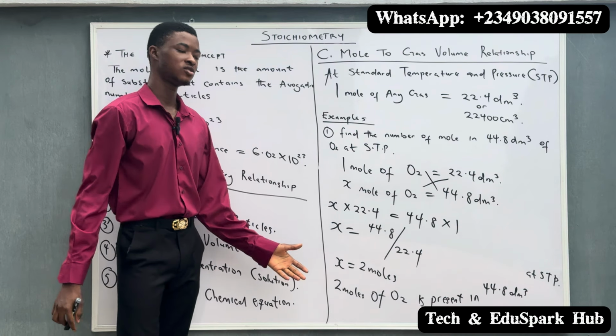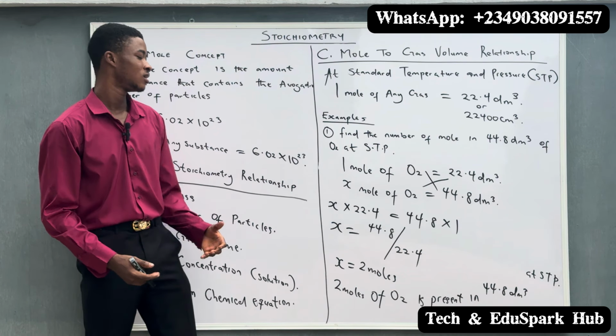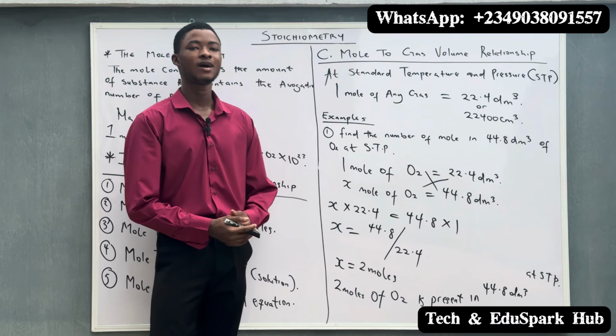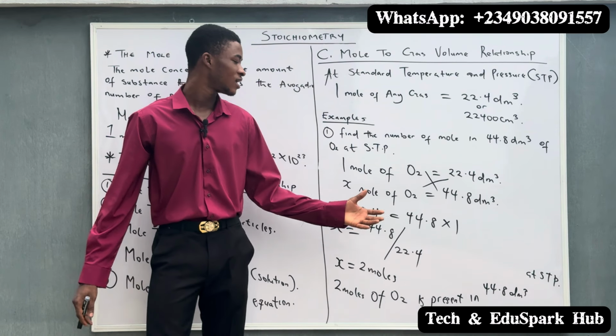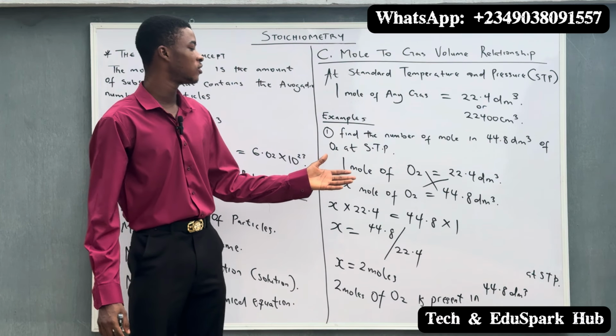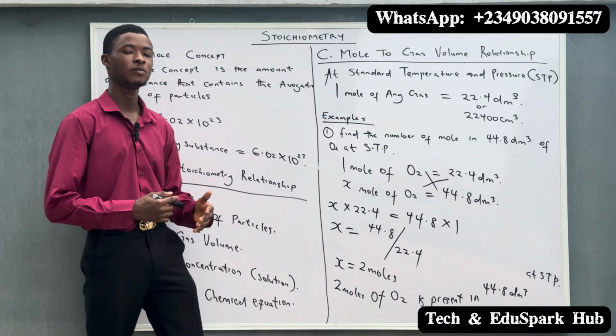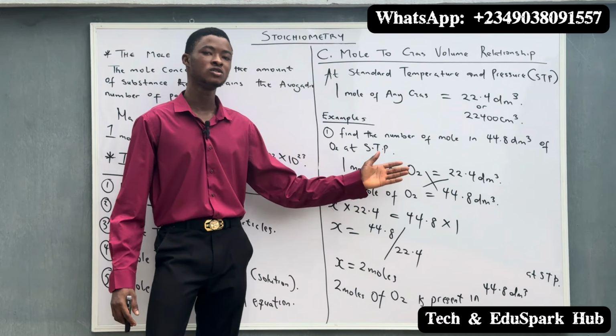So when you are writing a theory exam, you can just write it this way and it will show that you know what you are doing. So this is how we solve questions under mole to gas volume relationship. You can see it is very simple. You just have to know that 1 mole of any gas is equal to what? 22.4 dm cube or 22,400 cm cube. Depending on the parameters you are given, you are going to use any of the two.